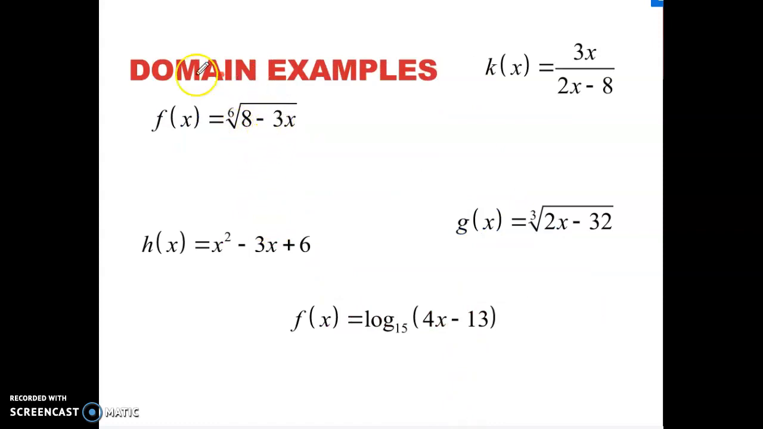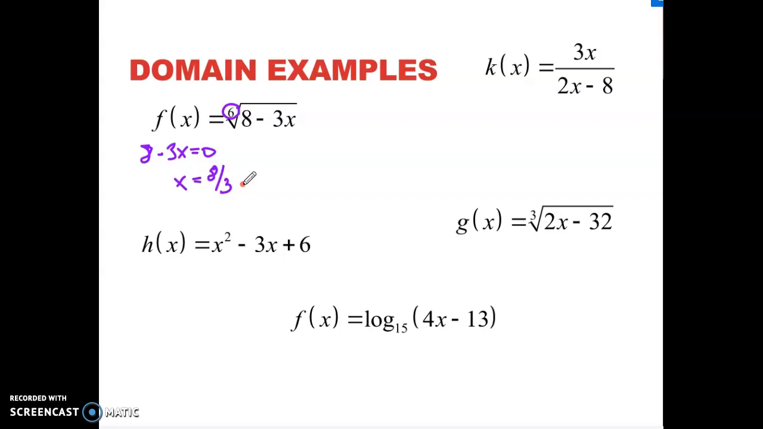All right, so my first example right up here, the f function. Looks like we've got a sixth root. So right there, that little 6 means we've got an even root. So the restriction here is I cannot use anybody that makes a negative inside there. So what I want to do is find out when this is 0. Off to the side, I take this and set it equal to 0. And then when I solve for x, I think that's going to be 8/3. Okay, so 8/3 is a number that makes 0.